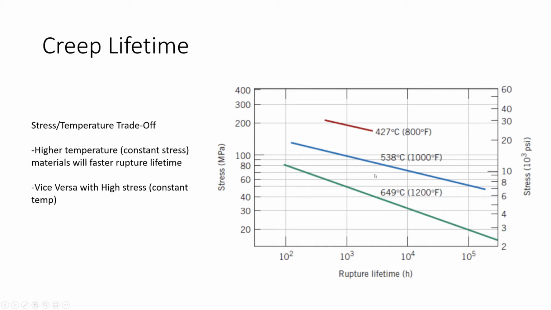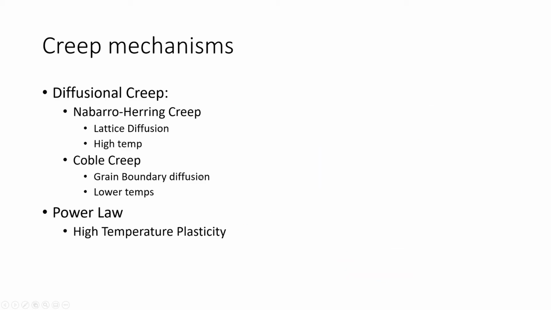If you have a constant temperature, let's say we take this line and a different stress level, we'll take one at 50. Let's say this is 50 and we have 80. At 50 megapascals, it'll rupture at 10 to the fifth hours, which is a really long time, compared to 80, where it'll rupture, as said before, at almost 10 to the fourth. So we have two basic creep mechanisms, which are diffusional creep and the power law, also called dislocation creep.